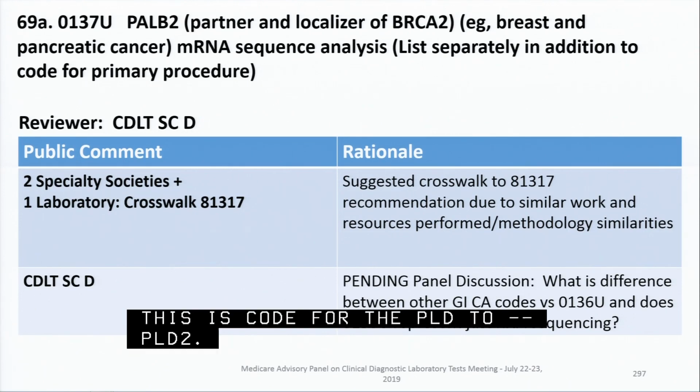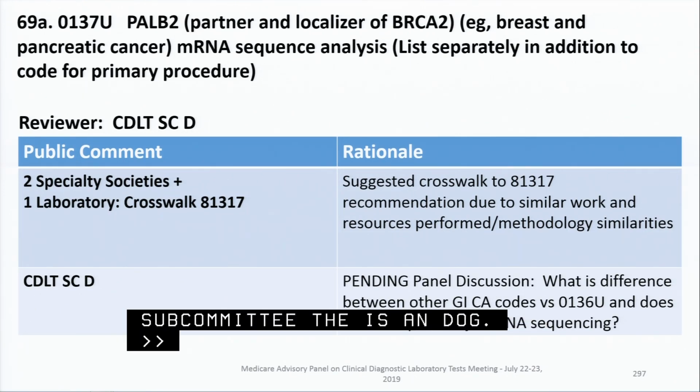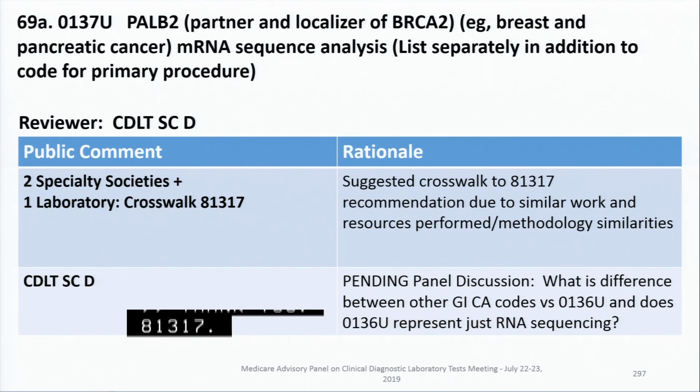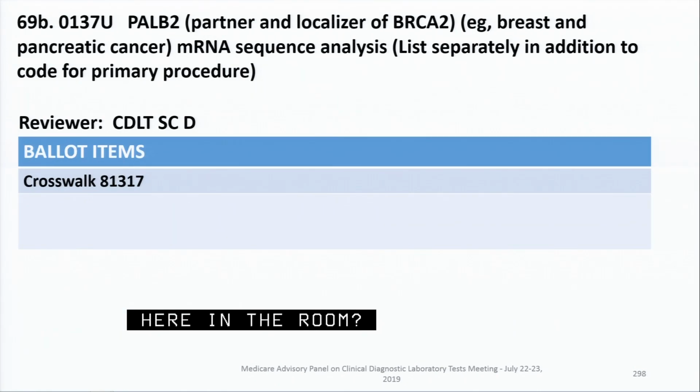Thank you. Again, 81317. All right, any questions from those on the phone here in the room? Okay. We're going to go to the ballot items slide for 0137U. Your crosswalk is 81317, and gap fill, and please cast your votes.